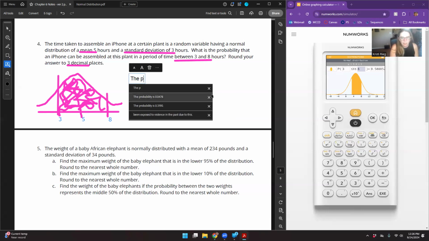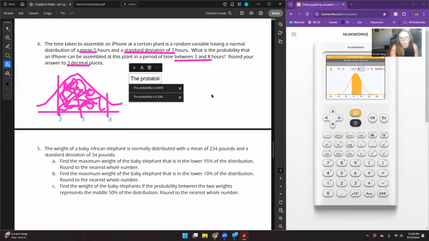So we'll say something like the probability is, and this one said 3 decimal places, 0.589.